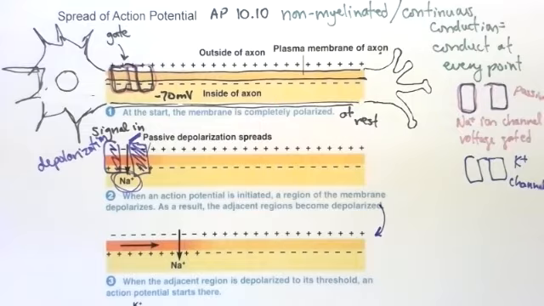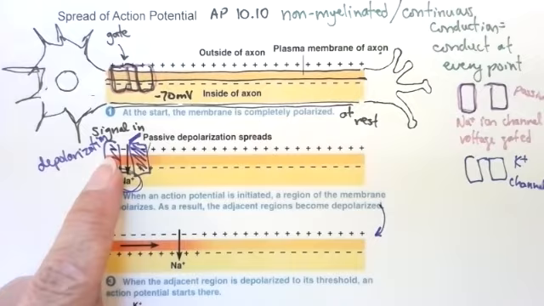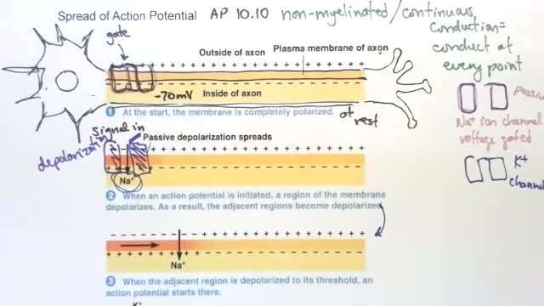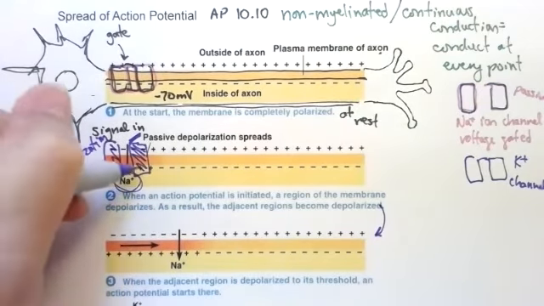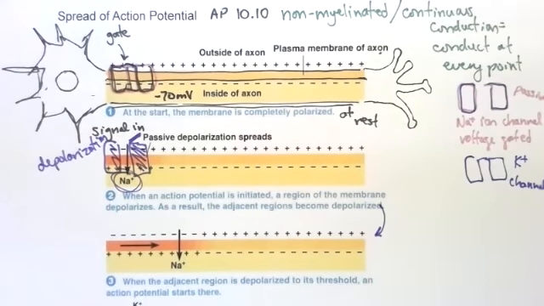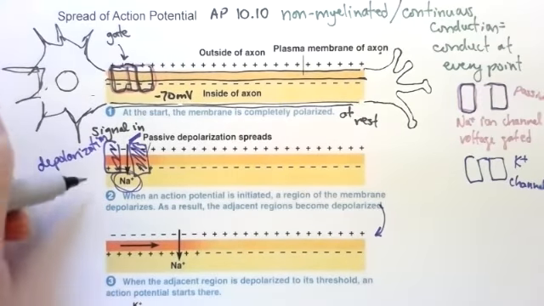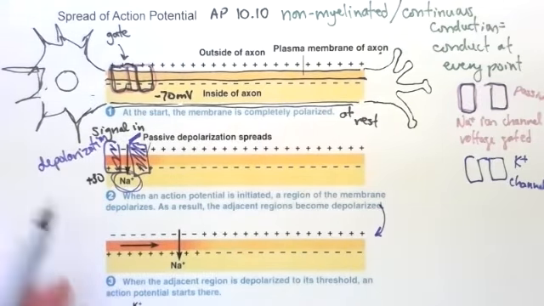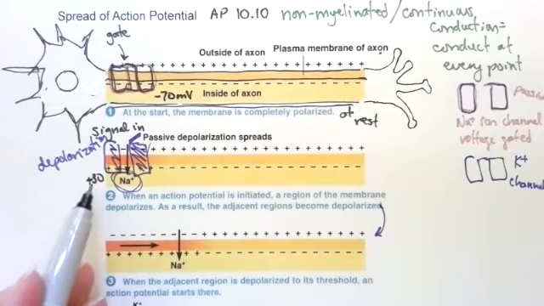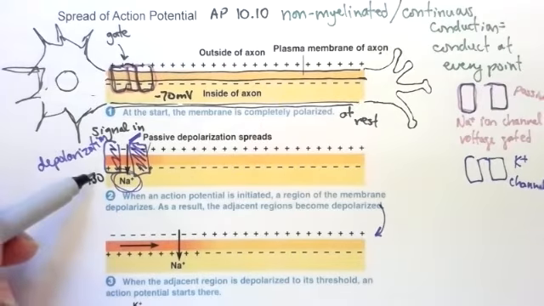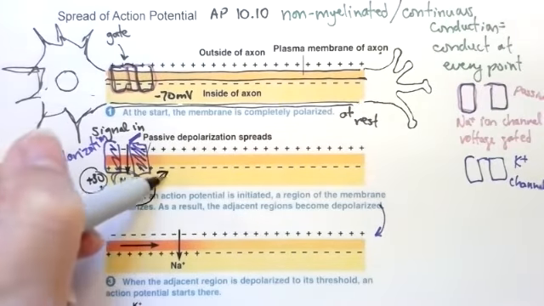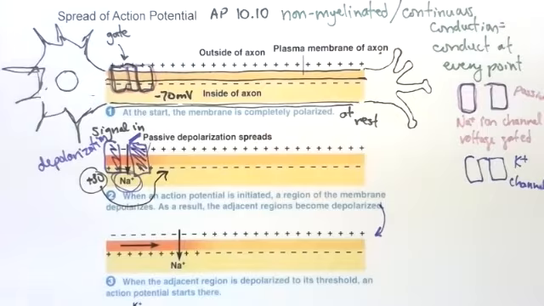All right, so far, everything's what we studied in the last video. We're at rest, -70 millivolts. A signal comes in, it opens up that voltage gated sodium ion channel. And we flip, and you'll notice down here now we have that positive 30. So here's what's going to happen. This region of positive 30 is going to trigger the next region to open its sodium gated ion channels.